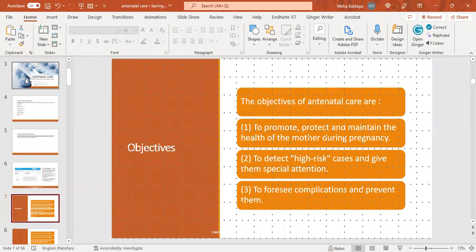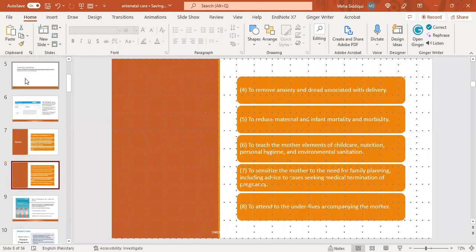The objectives of antenatal care are to promote, protect, and maintain the health of the mother during pregnancy, to detect high-risk cases and give them special attention, to foresee complications and prevent them, to remove anxiety and dread associated with delivery, to reduce maternal and infant mortality and morbidity, to teach the mother elements of child care, nutrition, personal hygiene, and environmental sanitation, to sensitize the mother to the need for family planning, including advice to cases seeking medical termination of pregnancy, and to attend to the under-fives accompanying the mother.